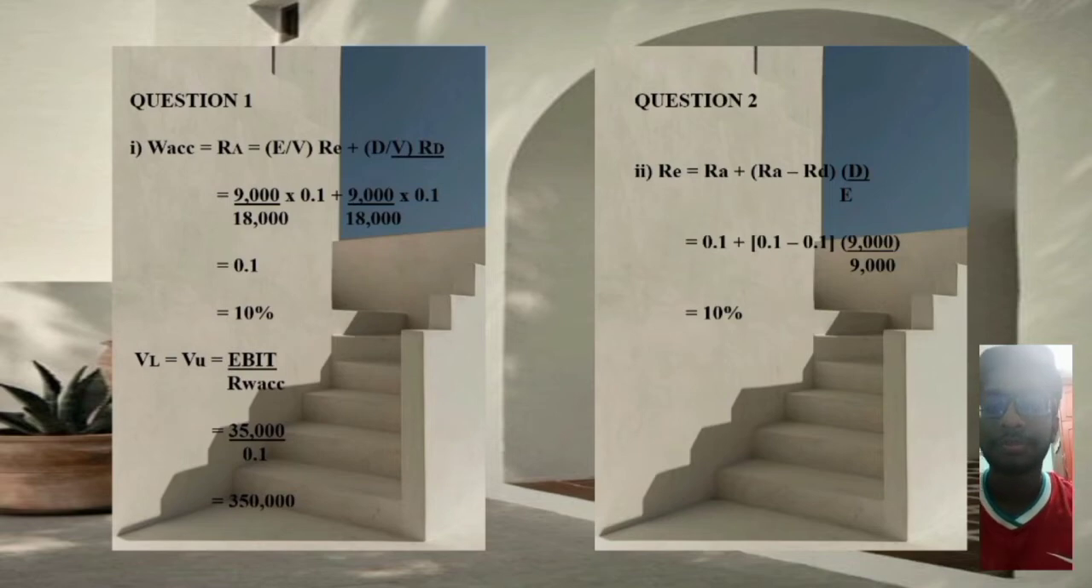For question 2, RE equals RA plus (RA minus RD) times D divided by E equals 0.1 plus (0.1 minus 0.1) times 9,000 divided by 9,000 equals 0.1. In percentage, 10%.